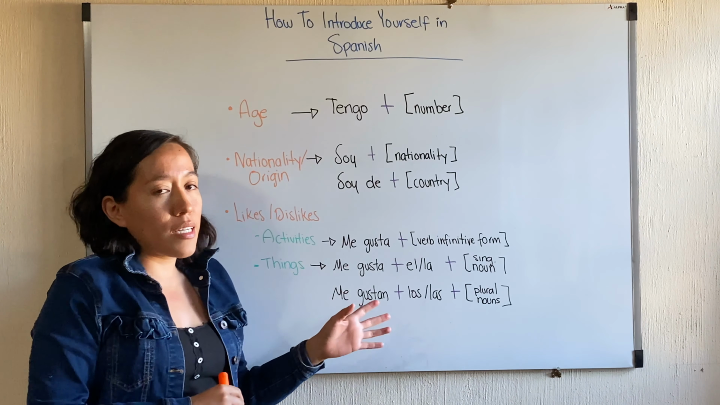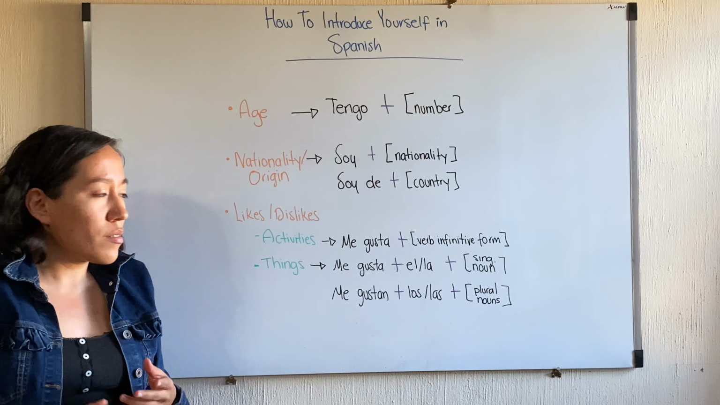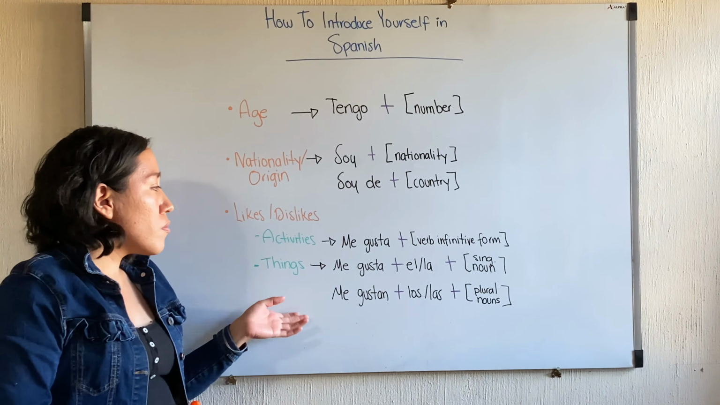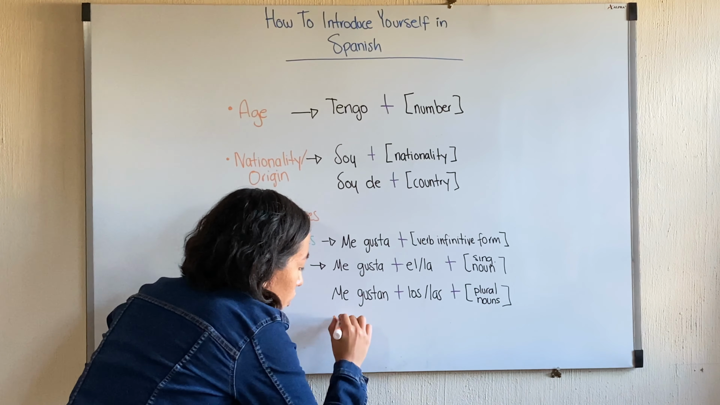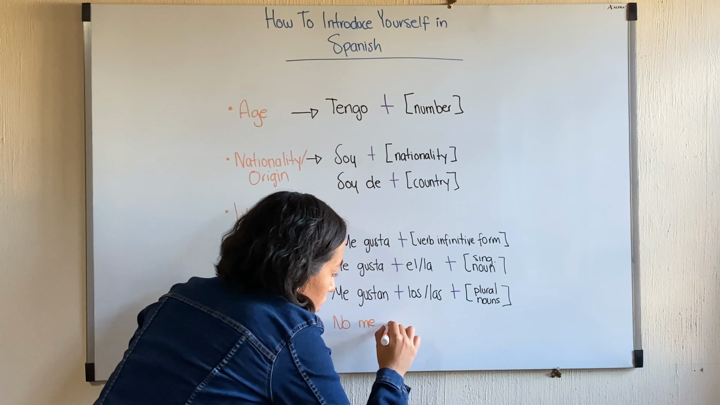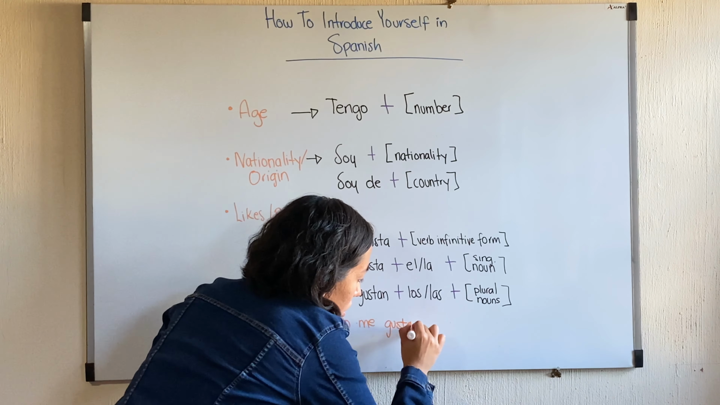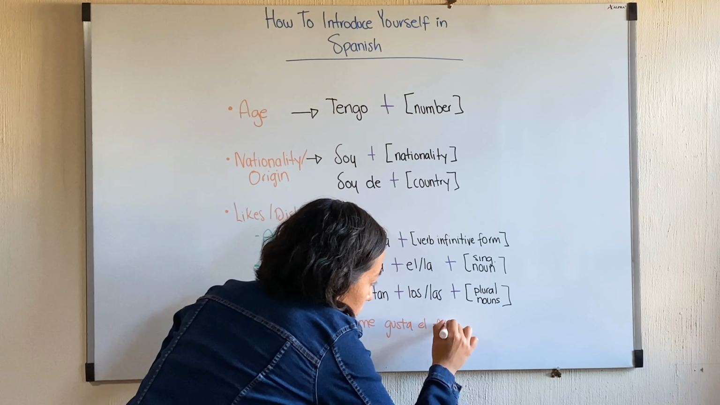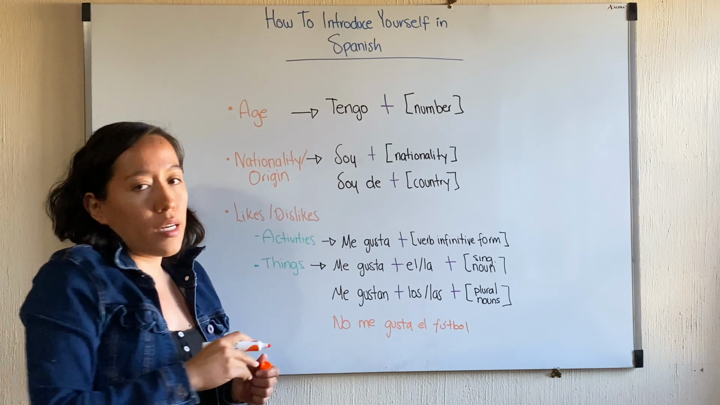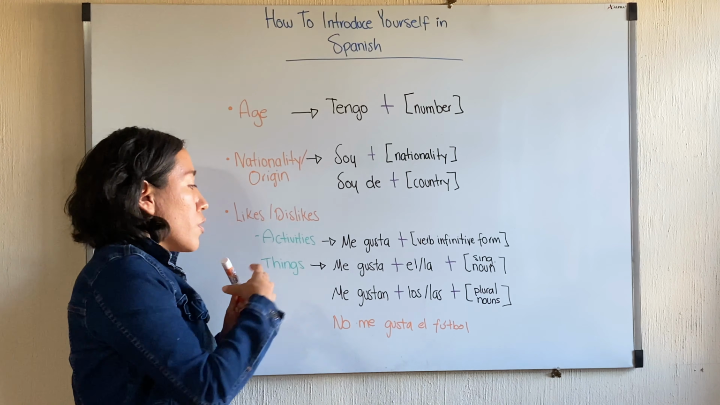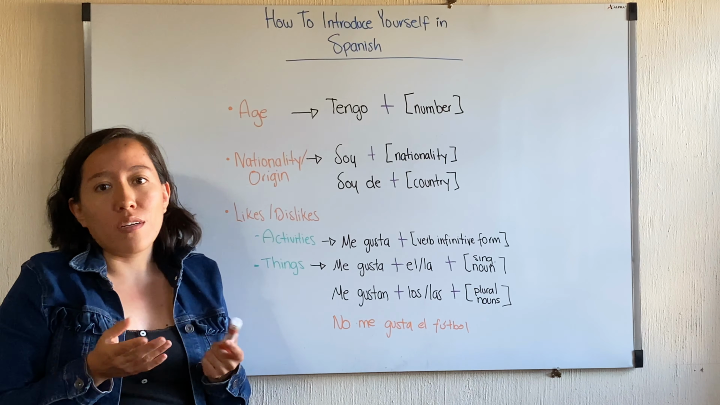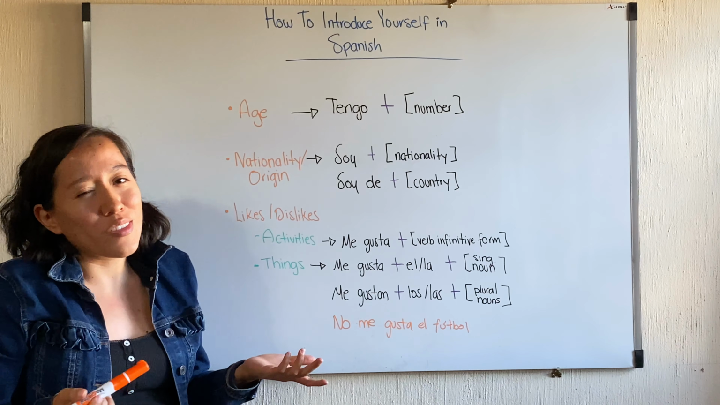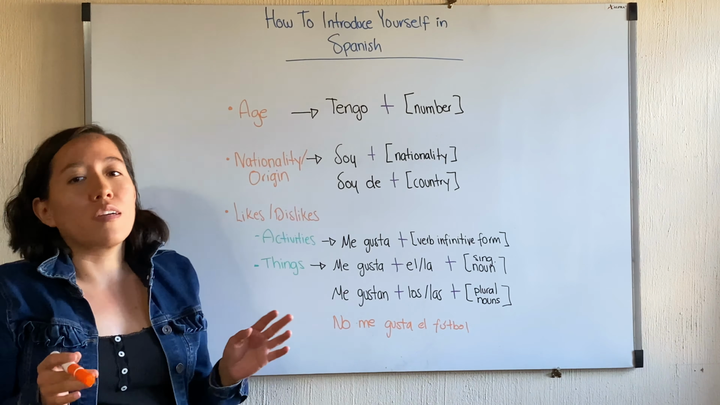So that covers likes, but what about the things that you don't like? You're going to follow the same structure, you're just going to add no at the beginning of the sentence. For example, no me gusta el fútbol. I don't like soccer. And you can do the same thing with activities. No me gusta estudiar. I don't like studying. Well, I actually do, but I want to sound a little bit cool.